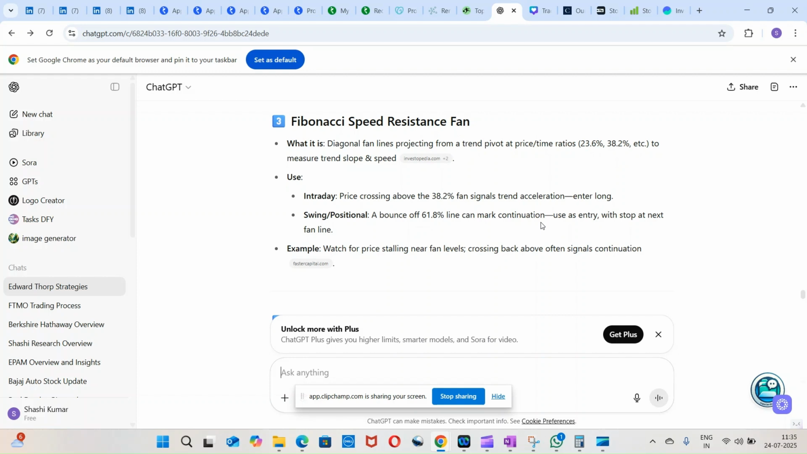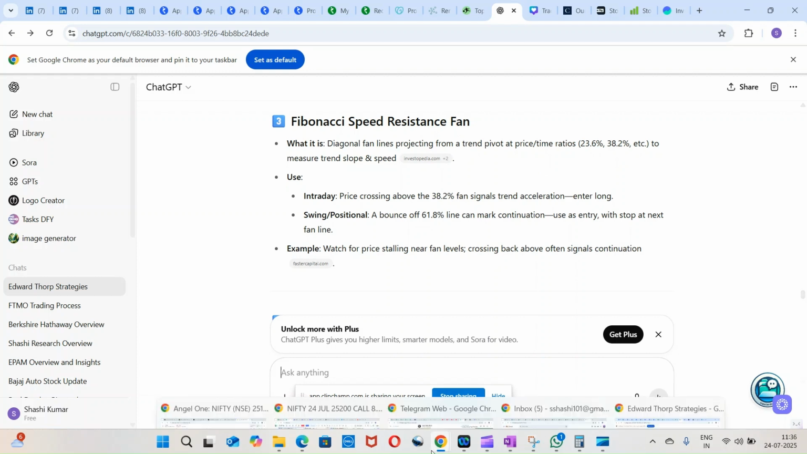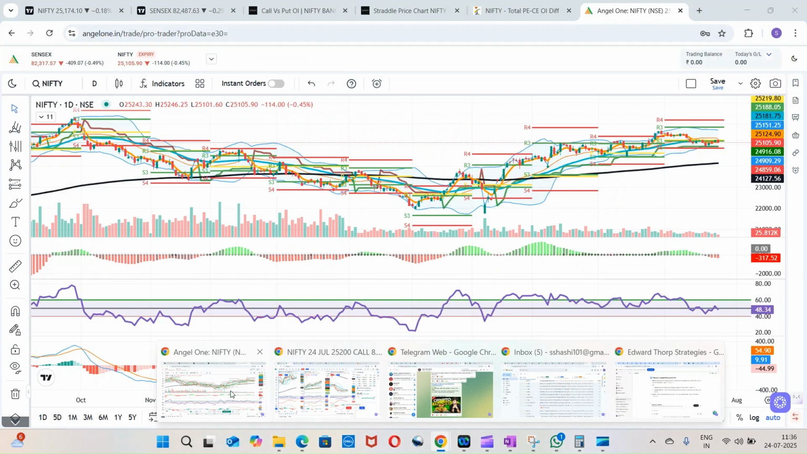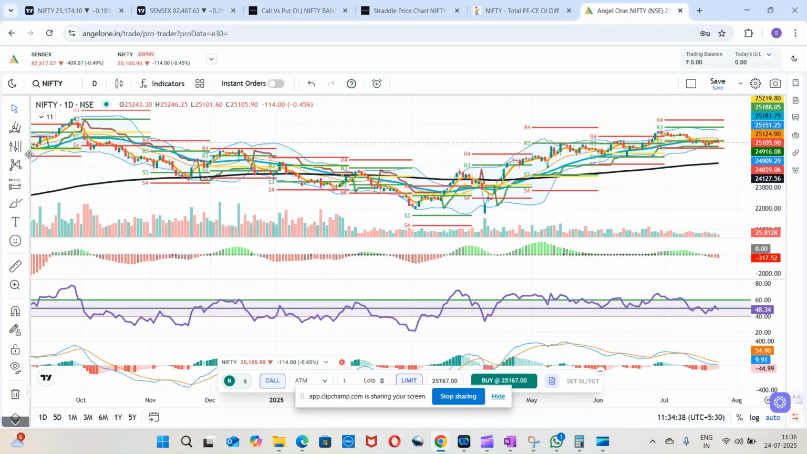Fib speed resistance fan. The same Fibonacci ratios are used. Okay, and price time ratios are used here. So here we are not only using price, but we are using time also. Okay, in the previous one, fib time zone, we also used time. Here also we are using fib time ratios. So let's see this fib speed resistance fan.